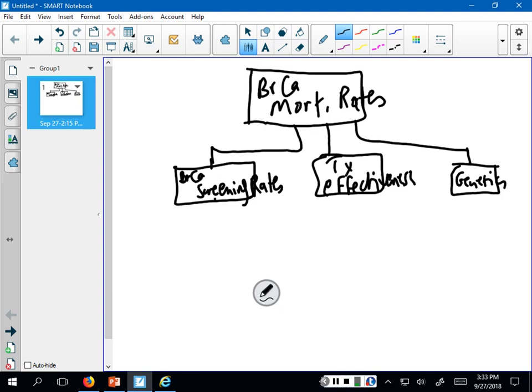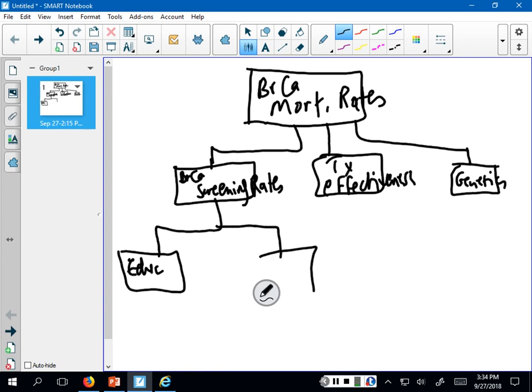What are the direct contributing factors that impact screening rates? Again, think factors that will directly influence the level of screening rates. Ignorance. I'm sorry? Ignorance. So education, exactly, so education or awareness, right? Access. And access to screening.